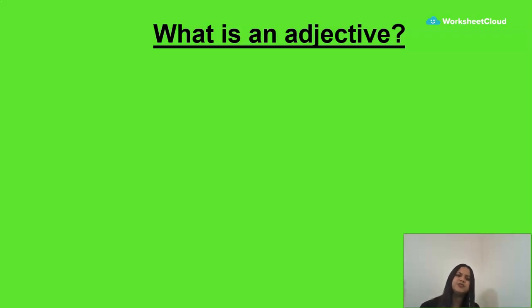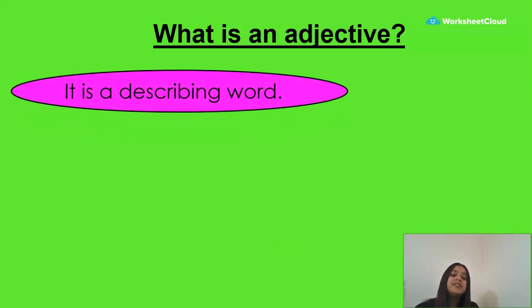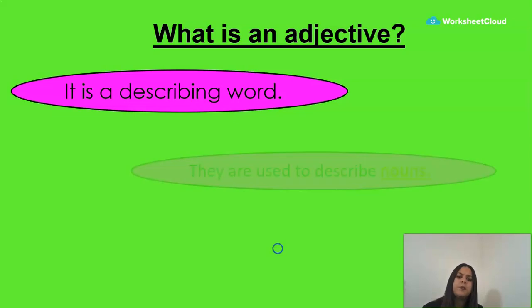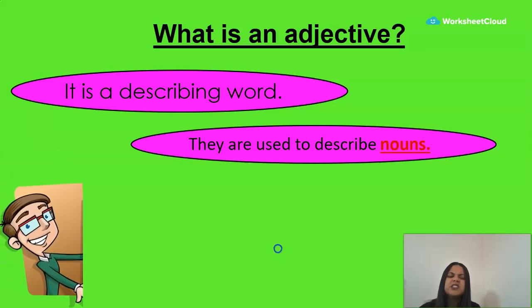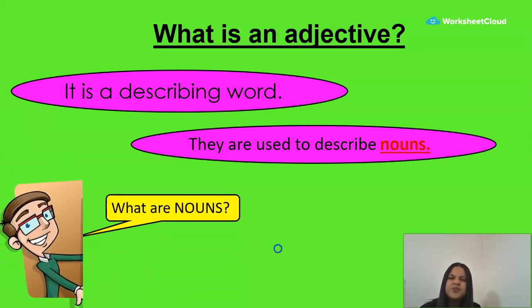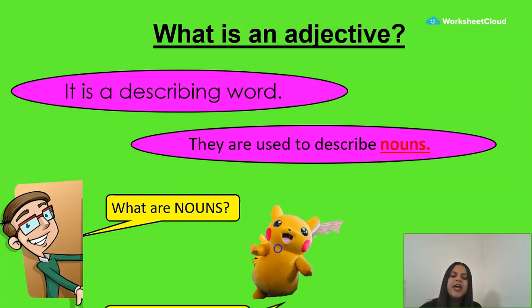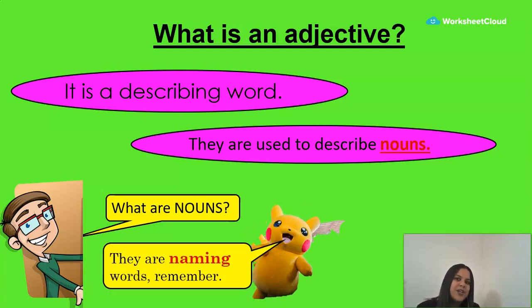What is an adjective? It is a describing word. So it basically describes any kind of word? Well, let's see. They are used to describe nouns. That sounds very familiar. What are nouns? Nouns are naming words. And if you watched the previous lesson, you'd see that we went through the types of nouns and what nouns are in the previous lesson.